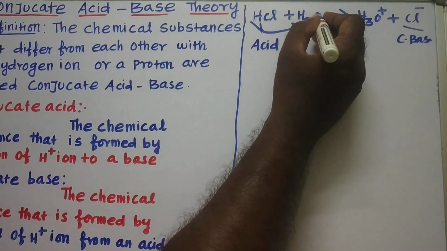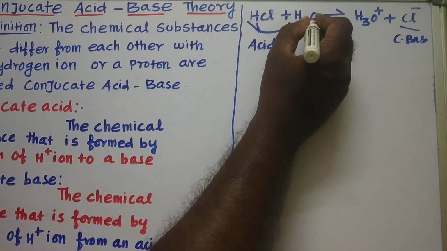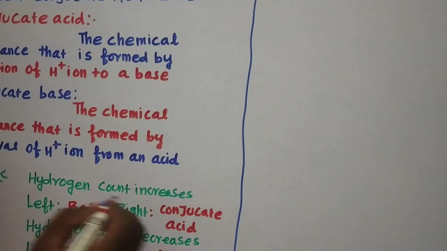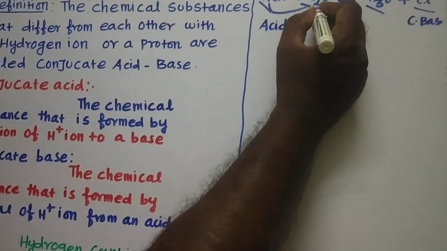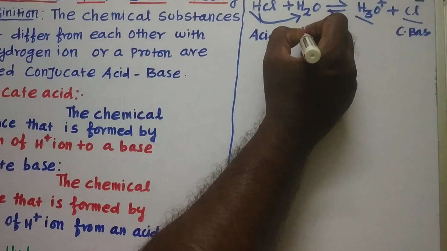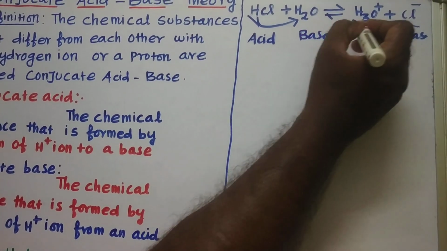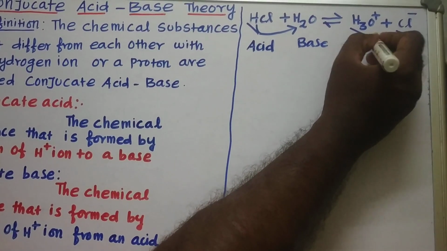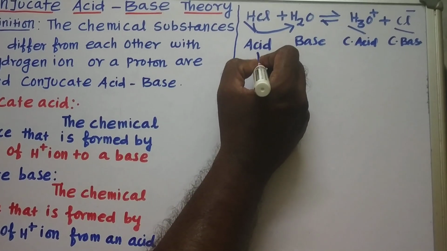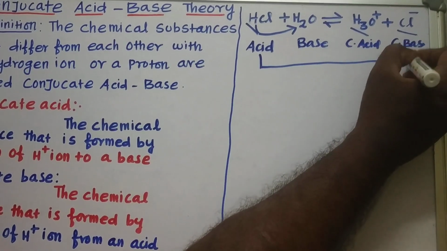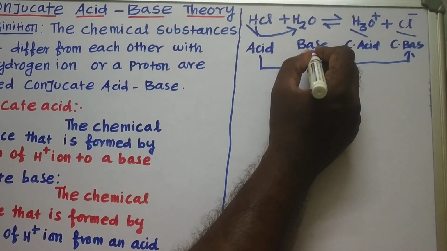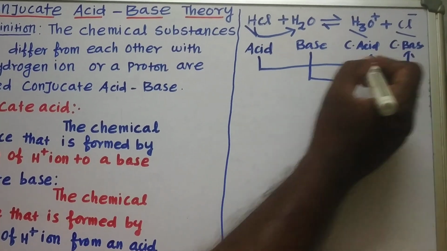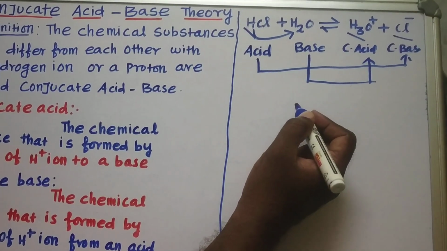Then now we consider the water. Here the number of hydrogen is equal to 2. Here the number of hydrogen is equal to 3. If the hydrogen count increases, the left side acts as a base. Therefore here water acts as a base. Then on the right side it acts as a conjugate acid. Okay students, so this acid becomes a conjugate base. Similarly, the water acts as a base, that becomes a conjugate acid on the right side. This is one example. Now we are going to see another example.